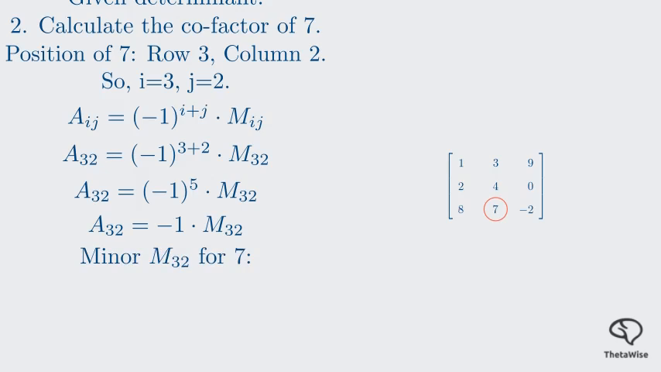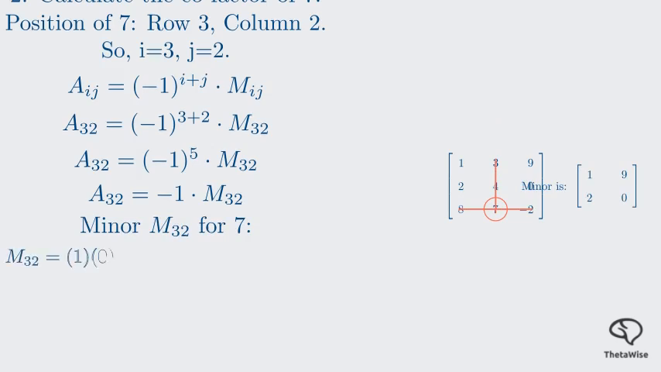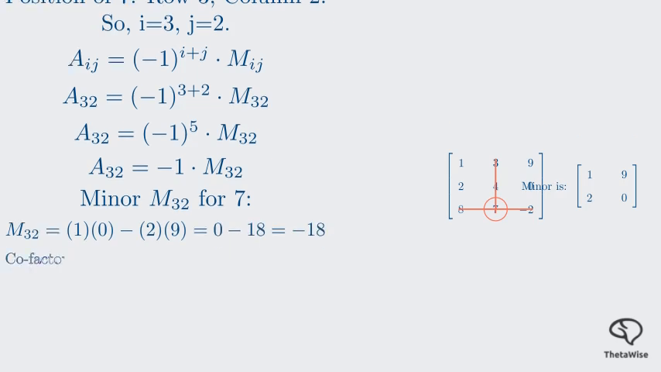Next, let's find the minor M sub 3, 2. We cross out the third row and the second column. The remaining minor is the determinant of the 2 by 2 matrix with elements 1, 9, 2, and 0. The determinant of this minor is 1 times 0 minus 2 times 9, which gives 0 minus 18, or simply -18. Now we combine the sign with the minor. The cofactor A sub 3, 2 is -1 times -18, which gives us +18. The solution in the document matches our answer, 18, so we are correct. We're doing great. Let's calculate one more cofactor from our example.